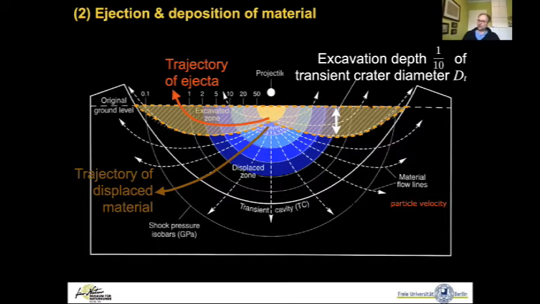So this is about 1/10 of the diameter of the transient crater in depth. This is where material is ejected from, and underneath, material is displaced. The color contours here in the back show the pressure contours. So obviously you have a lot of material that has undergone high pressure that is ejected, but you have also low pressure material that is ejected. So in the ejecta, you find the full range, but you only find material up to a certain depth. If material is underneath roughly 1/10 of the transient crater diameter, you won't find it in the ejecta. That's going deeper into the target.